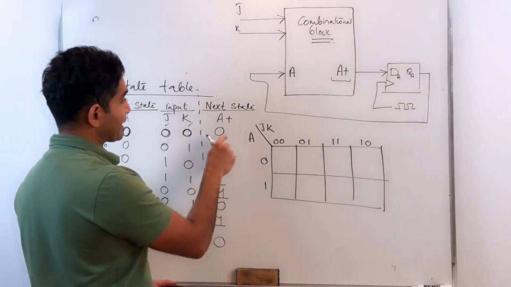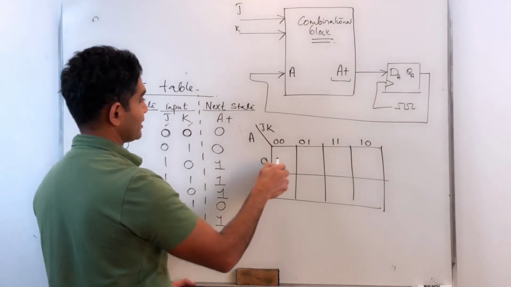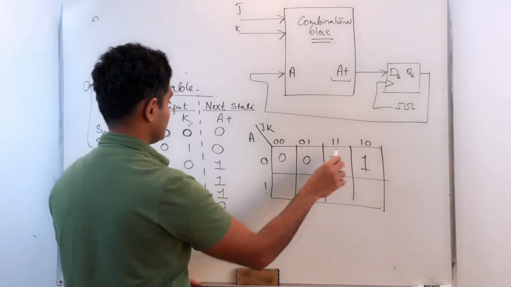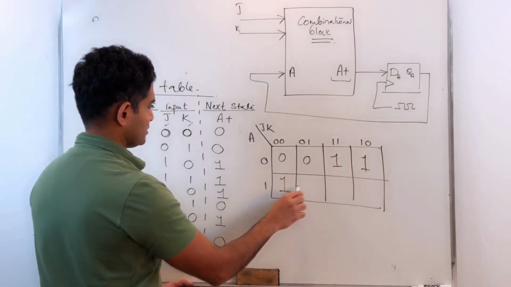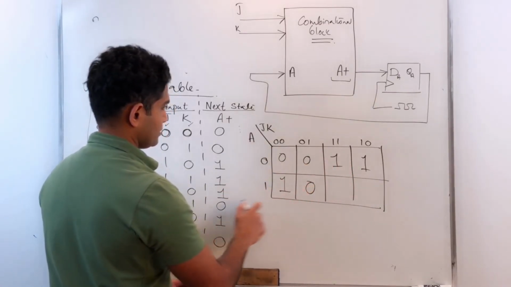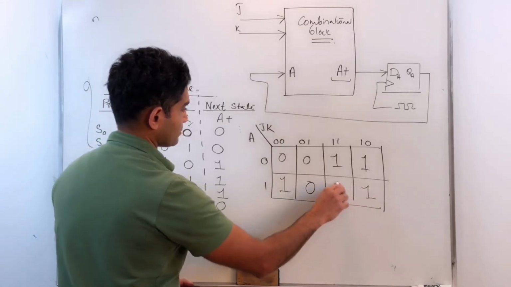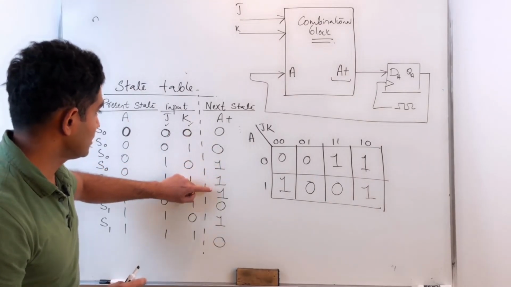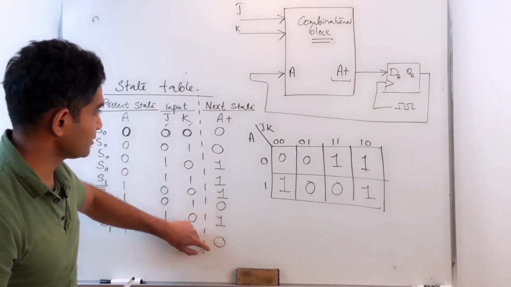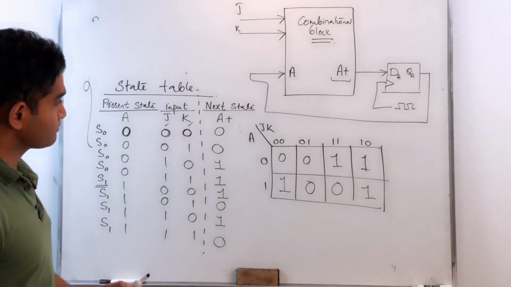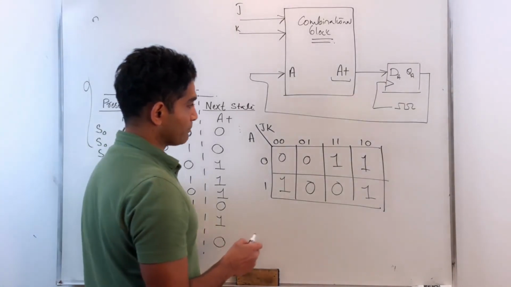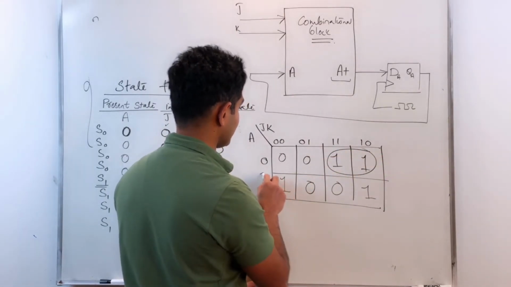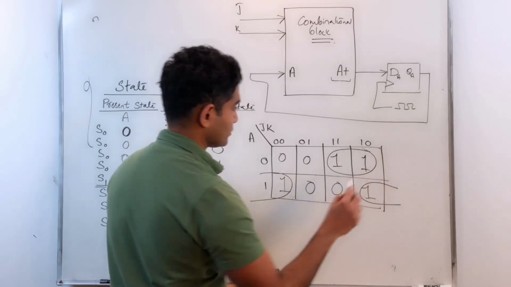Then the outputs, because I'm trying to compute A plus. So here I have 0, 0, 1, 1, 1, 0, 1, 0. Is that right? Yeah. And then I would combine them. How do I combine them? I can combine these, and then I can combine these two.